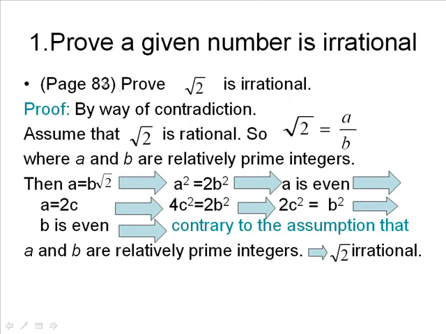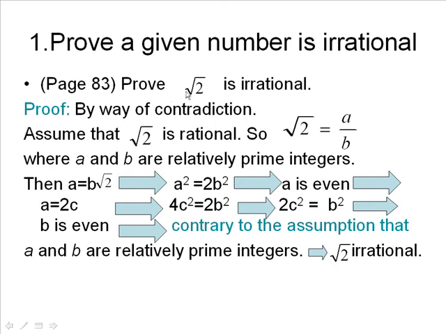On page 83, the example is to prove square root of 2 is irrational. An irrational number is a number that cannot be written as a fraction. If you had 306 before, then you probably have seen this example in that class.